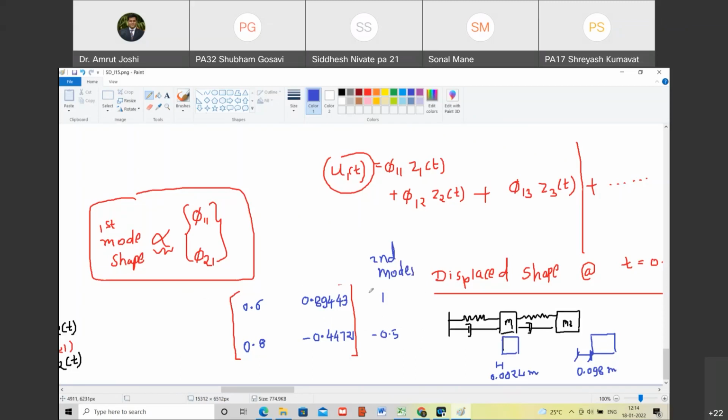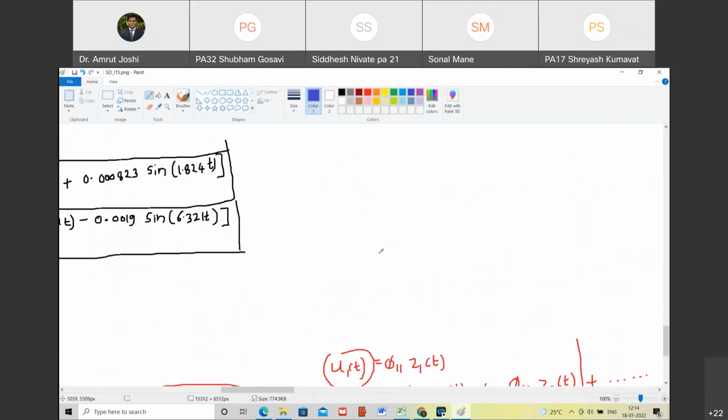What is the first mode shape? Here we will call this 1. So what will be the value of the second one? 0.8 divided by 0.6. So this comes to 1.33. Are you with me? So if the first mass moves towards right by 1, the second mass will move towards right by 1.333 units. You can take any multiple of this. That is the first mode shape.